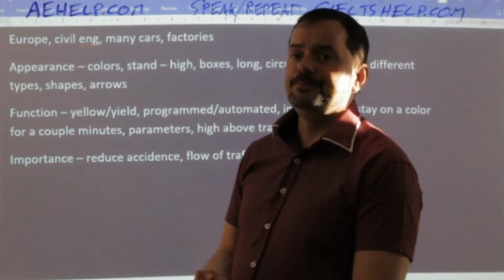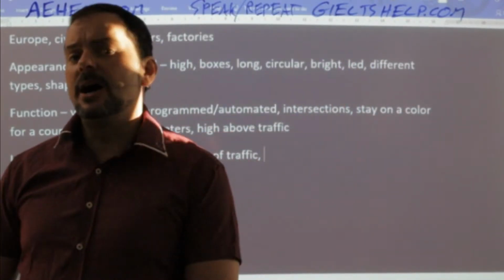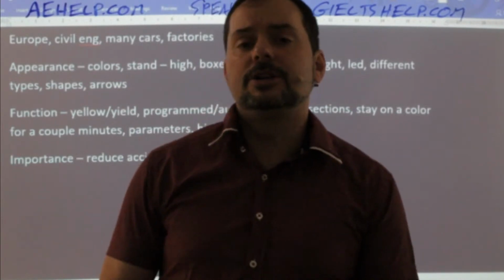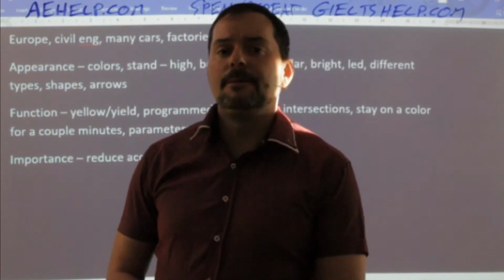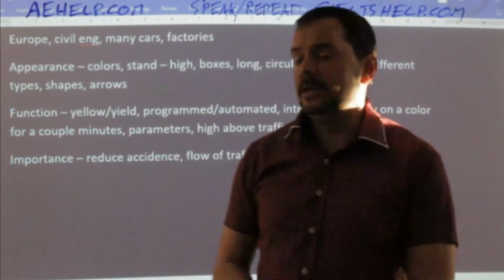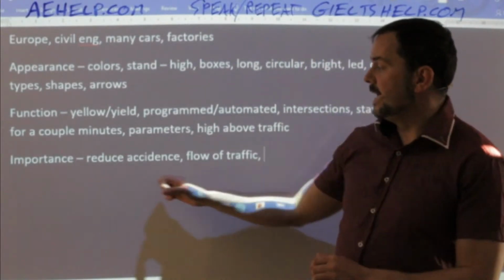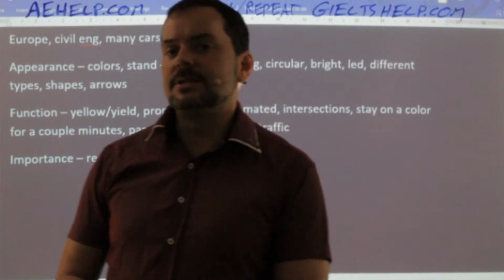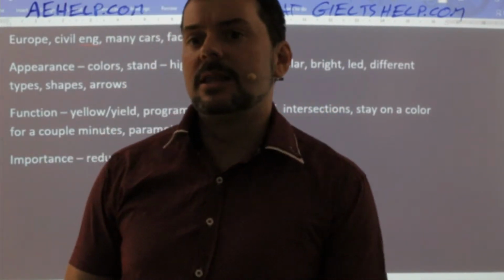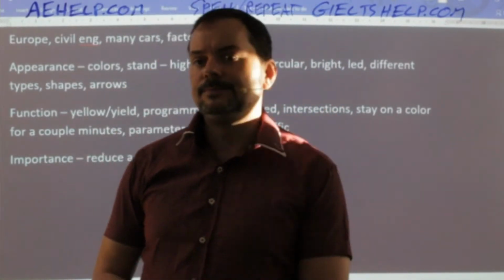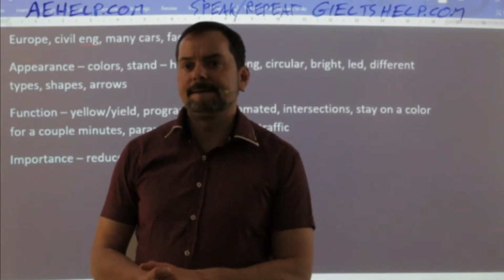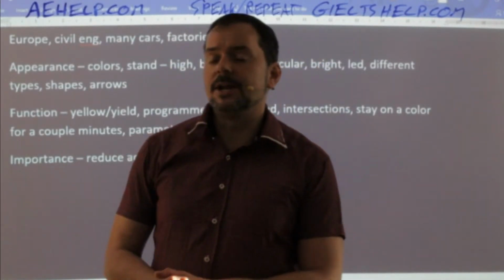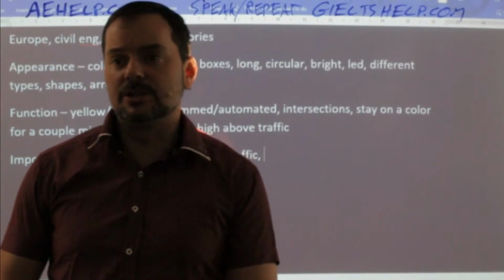Anything else? So is there any other purpose for traffic lights other than controlling the flow of traffic and to reduce the number of accidents? Can you think of any other reason why there might be lights on the road? I can think of one, and I know they're doing this in cities now as well. This is an interesting one.